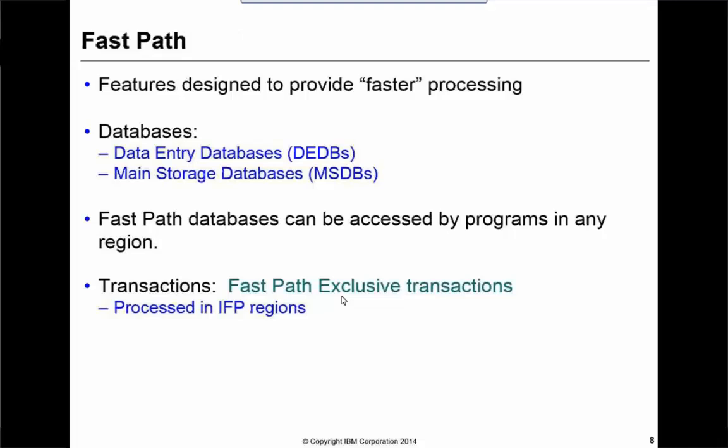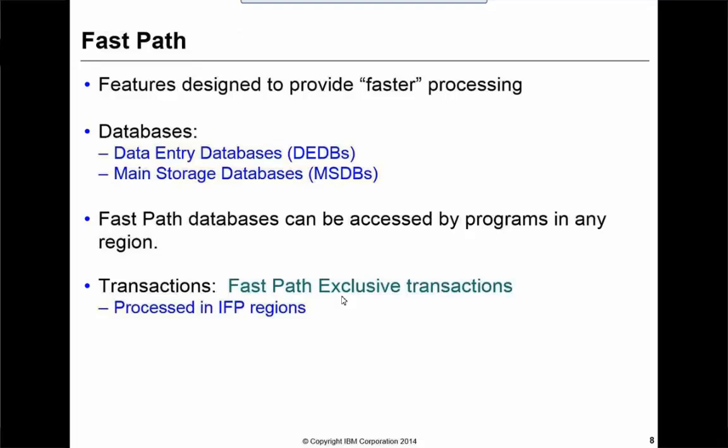Now, there's something called IFP regions, but before we talk about IFP regions, I need to mention what the FastPath feature of IMS is. The FastPath feature of IMS was requested by, I believe, the Japanese customers. They said, listen, IBM, this is really great that IMS can process transactions in sub-second response time. This is good, but we want something faster. And so this FastPath feature was designed to provide faster processing.